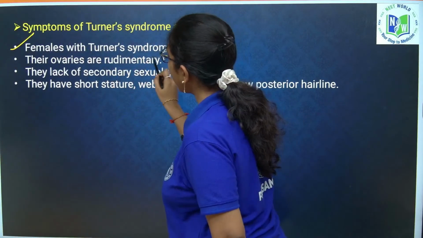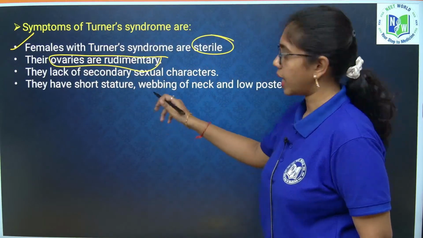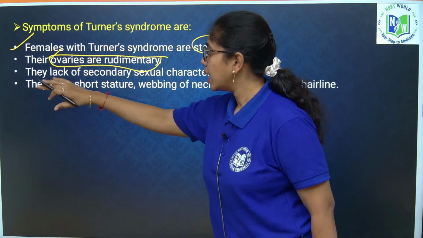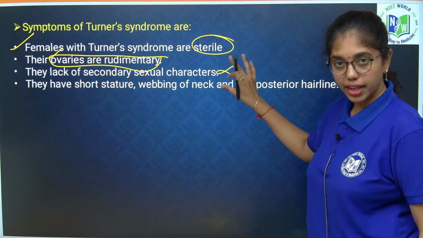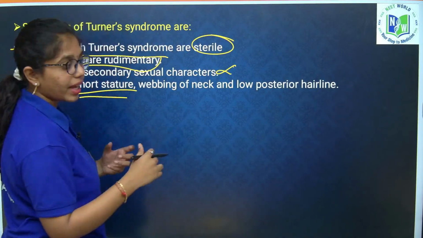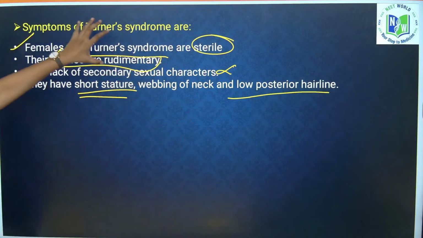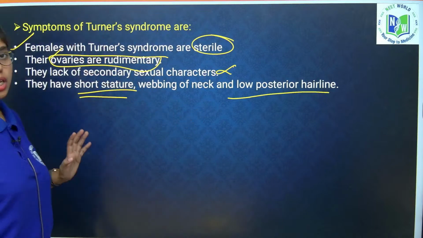Their ovaries are rudimentary. They have inactive or not well developed ovaries. They lack secondary sexual characters, and they have short stature, webbing of neck and low posterior hairline. These are the symptoms you will observe in Turner syndrome.